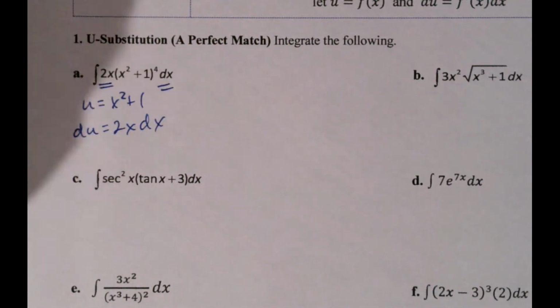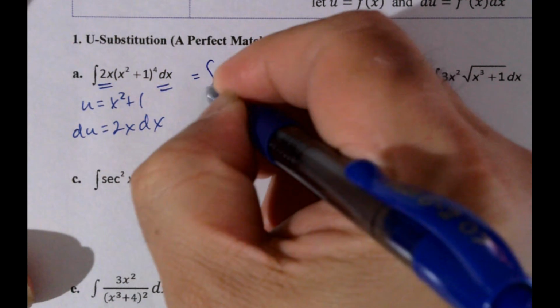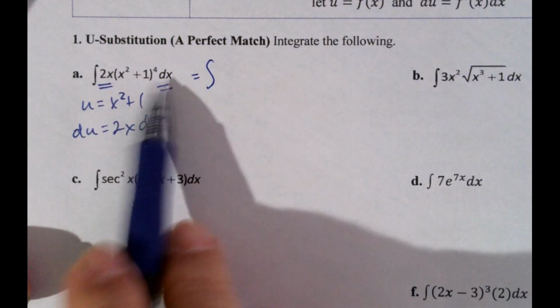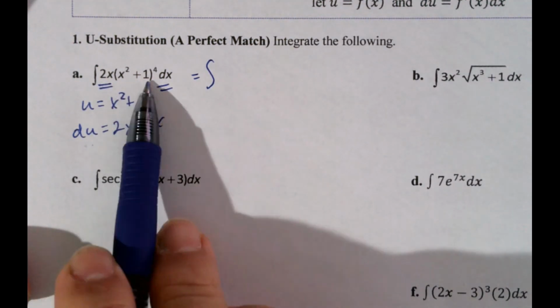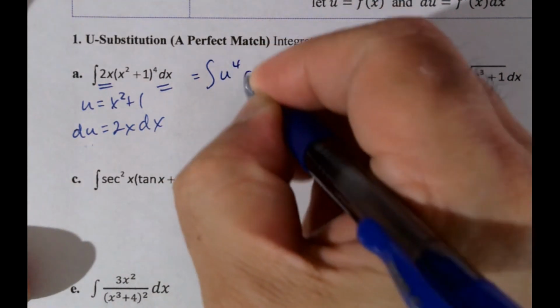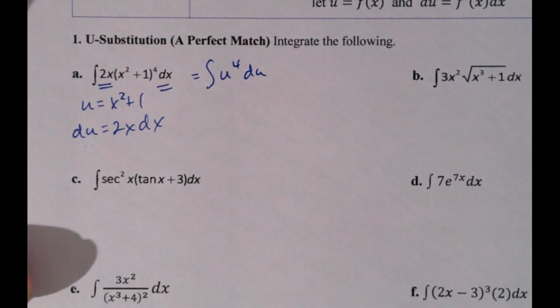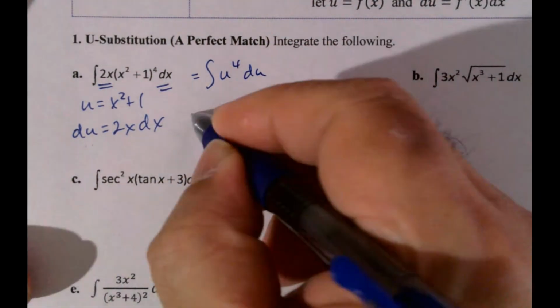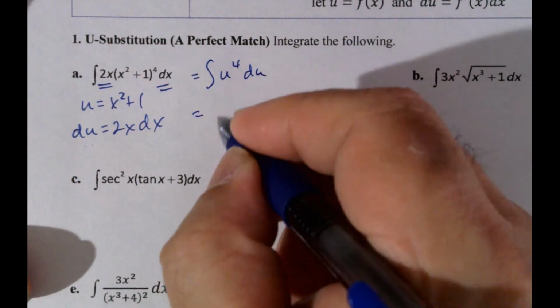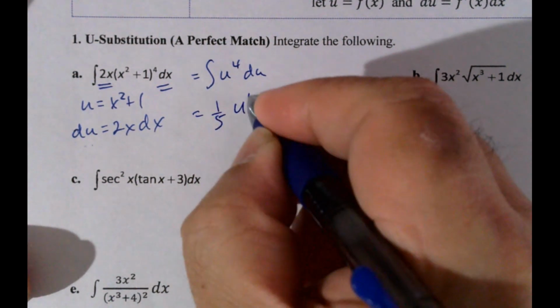So that means I can rewrite everything in terms of u. The 2x dx is just du, and u to the 4th, u to the 4th du. And this is something that's easy to integrate. I just add 1 to the exponent and divide by the new exponent. So it's 1/5 u to the 5th plus c.